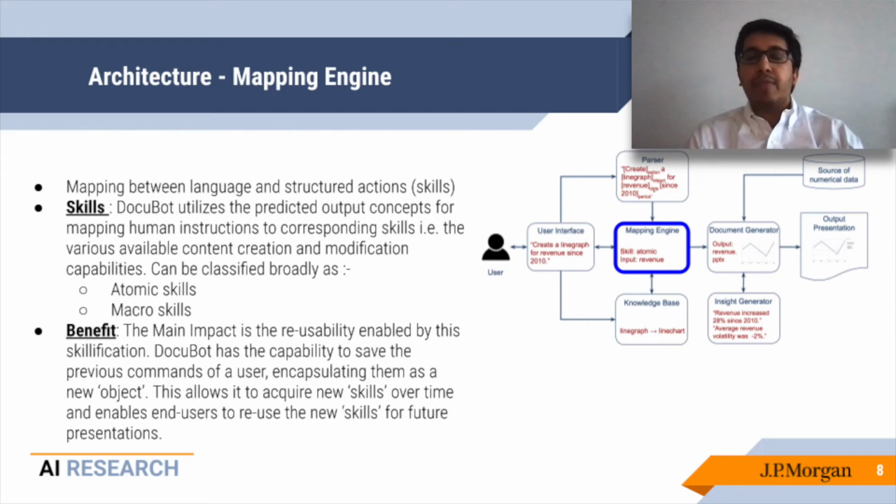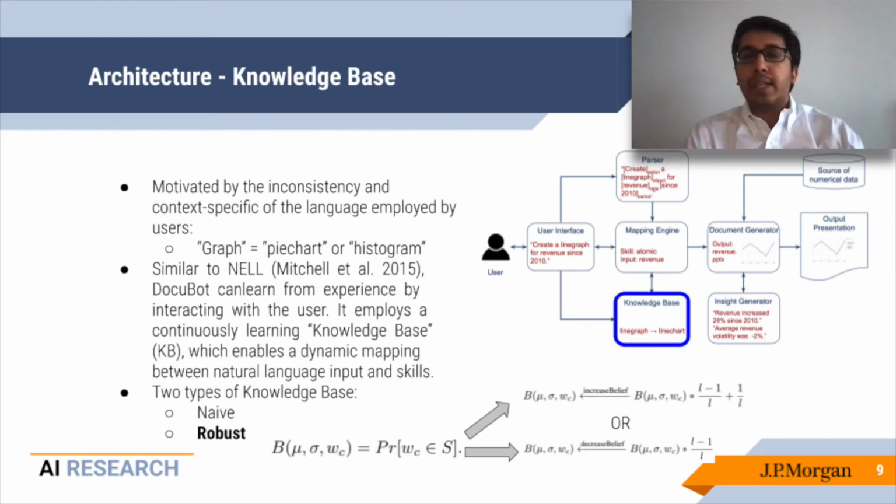These could be like modifying all the title figures in a slide from red to black, or changes which affect the entire presentation or the report. The main advantage of Docubot using these skills is that it allows Docubot to save the previous instructions of the user and encapsulate them as a new object. This allows the user to acquire new skills over time and enables the reuse of these skills for future recurrent presentations. The mapping engine interacts with the user interface and knowledge base component to clarify any ambiguity in the user's intent and the Docubot's list of available skills.